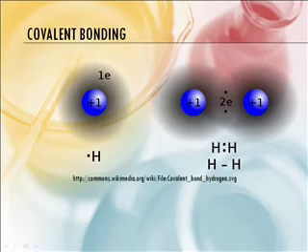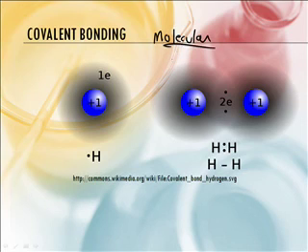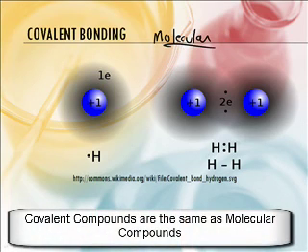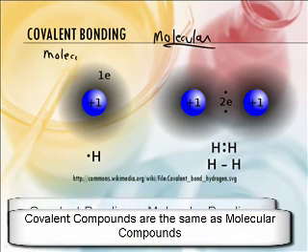Well, now we've got a different kind of bonding. Covalent bonding. Now, covalent bonding is sometimes called molecular bonding. Can you say molecular, everybody? Okay, molecular bonding. And it forms covalent compounds, which are also sometimes called molecular compounds. It's just two different ways of talking about the same thing.